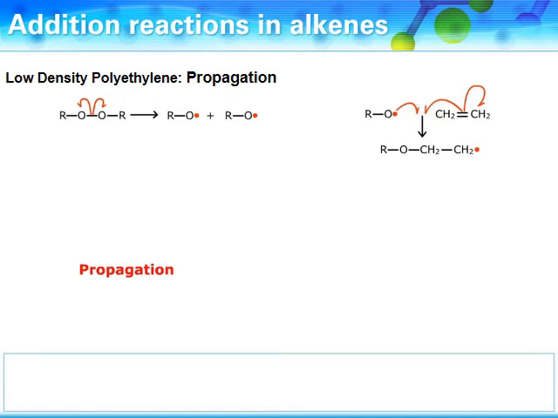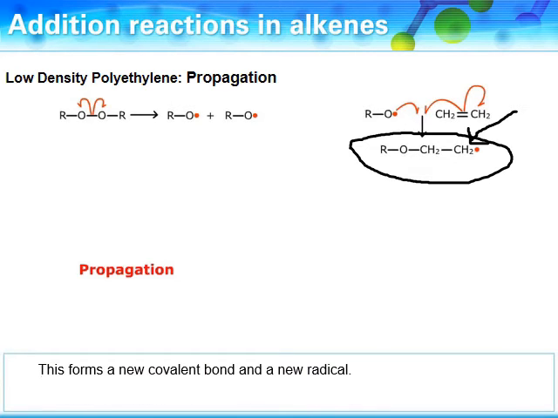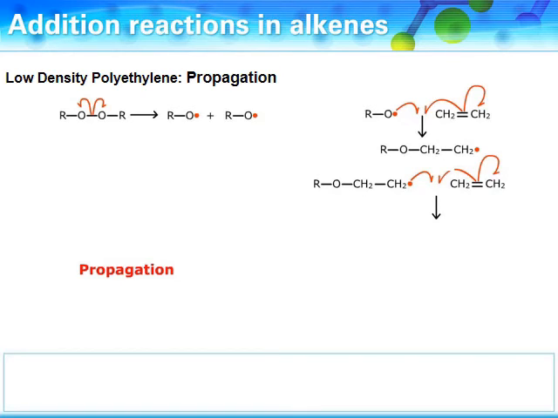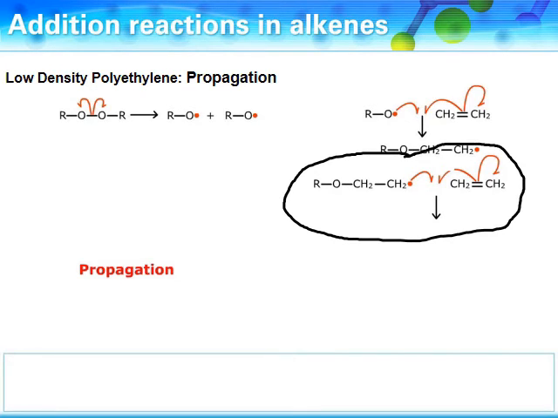As the process of propagation occurs, we can now see that the free radical is on the CH2 group of what used to be the double bond in the ethene monomer. This forms a new covalent bond and a new radical. Propagation continues as the radical now interacts with another ethylene molecule.